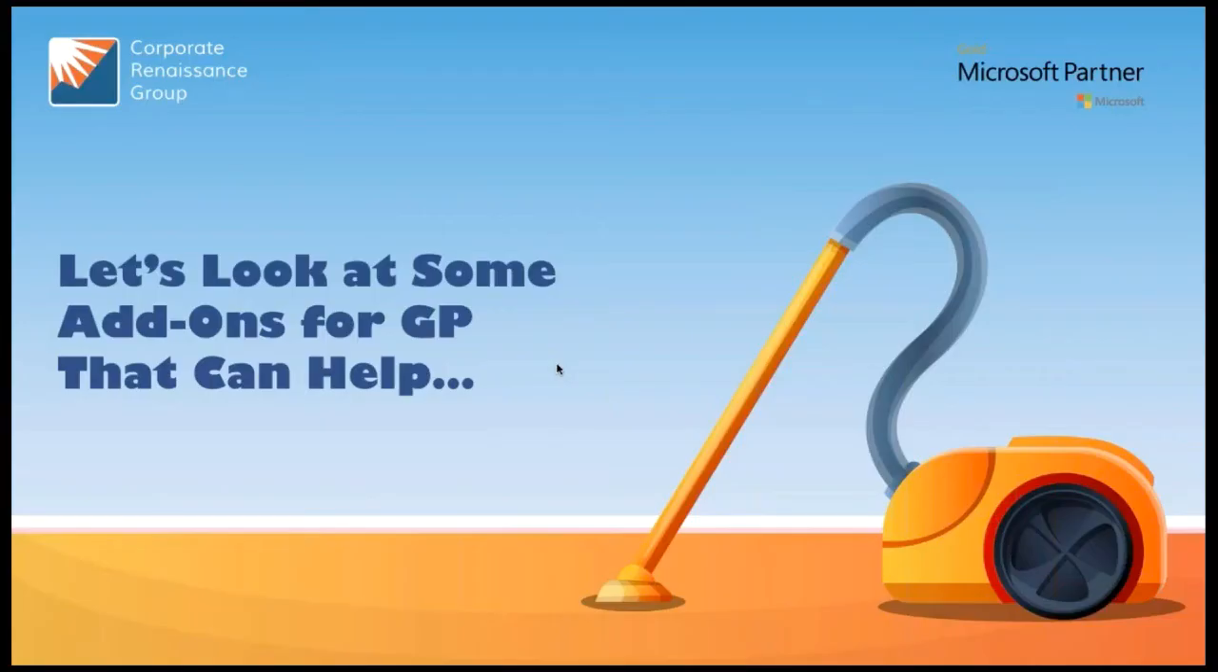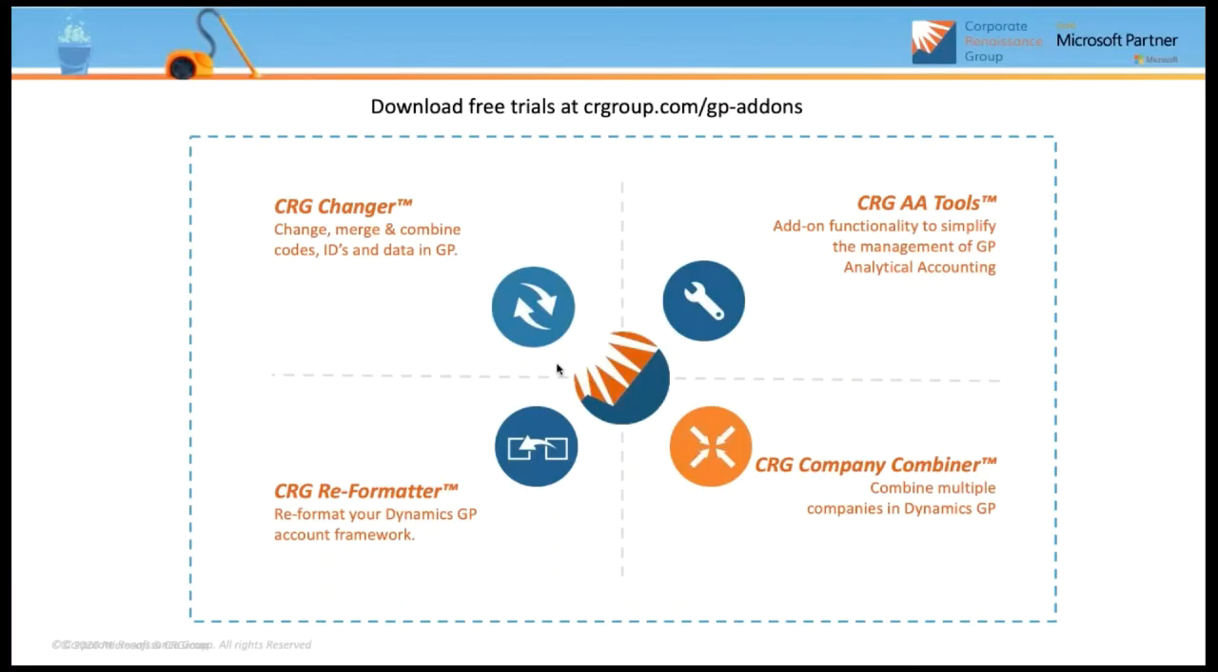So if we've decided that we've got a COA structure in place, how do we go about doing it? We do have some add-ons that are tried, tested, and true, and used over many companies over the years to help them achieve these objectives. I think CRG is still very well known for Changer.